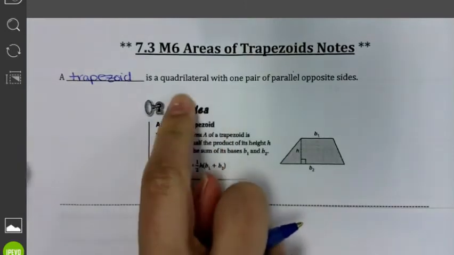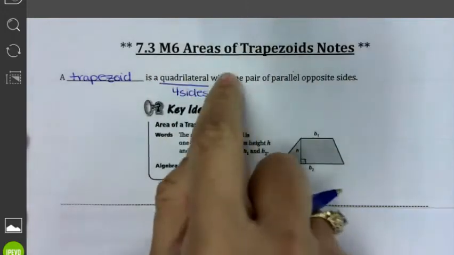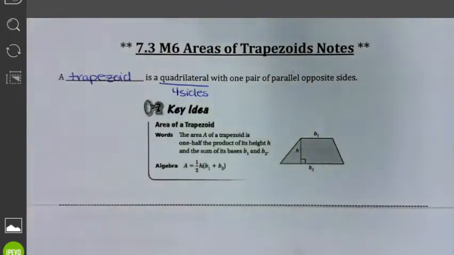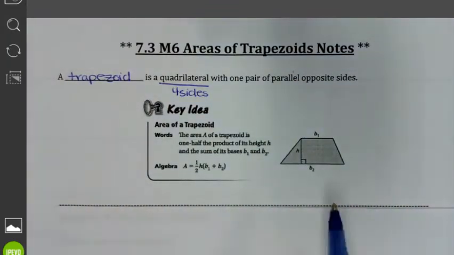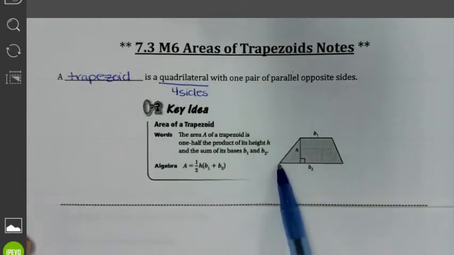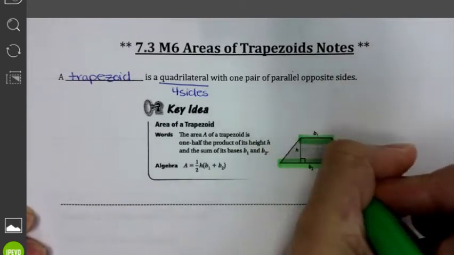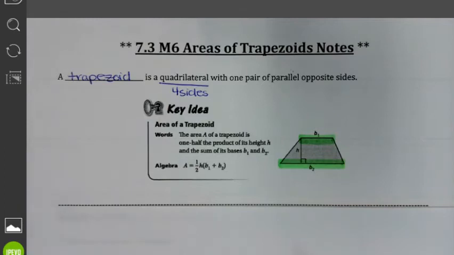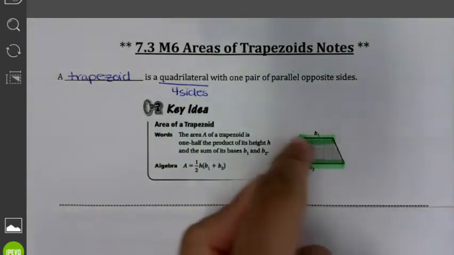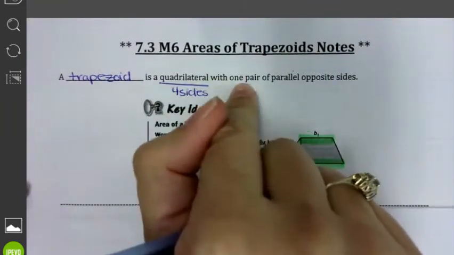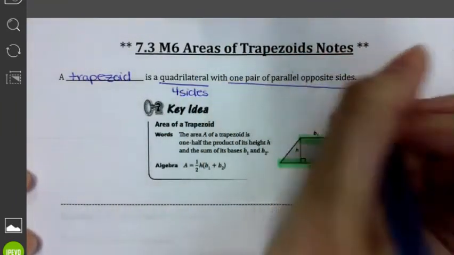A trapezoid is a quadrilateral, which means that it has four sides with one pair of parallel opposite sides. So this is a picture of a trapezoid. We see its four sides, 1, 2, 3, 4, and one pair of opposite sides is parallel to each other, which means that if they continued in the direction they're going forever and ever, they would never overlap or cross each other. So it's a four-sided shape with one pair of parallel opposite sides.